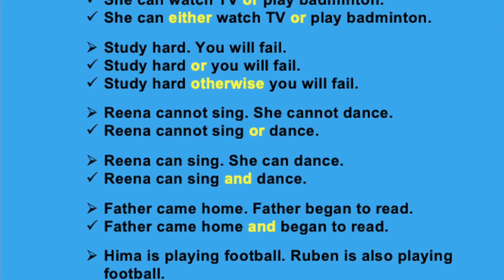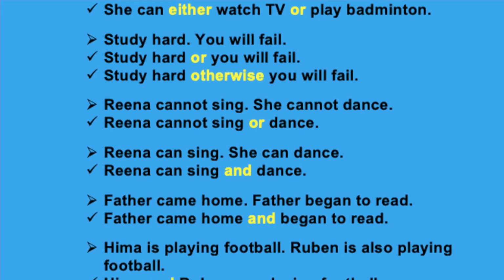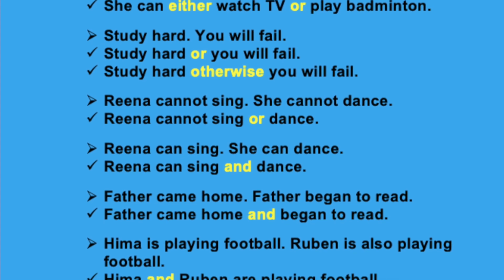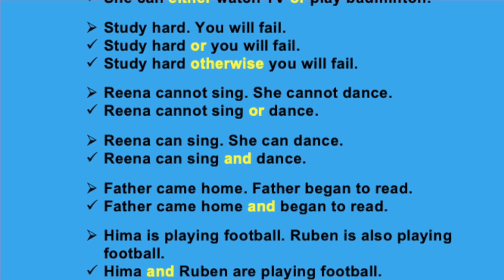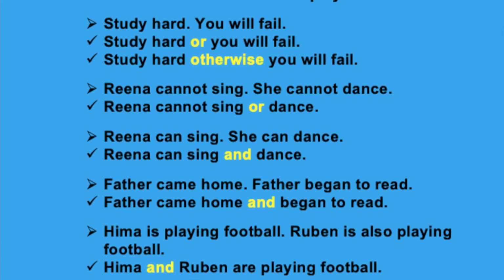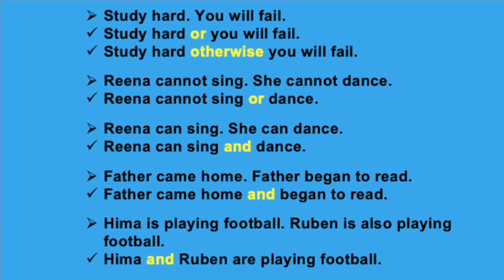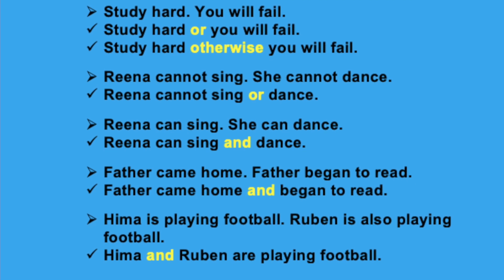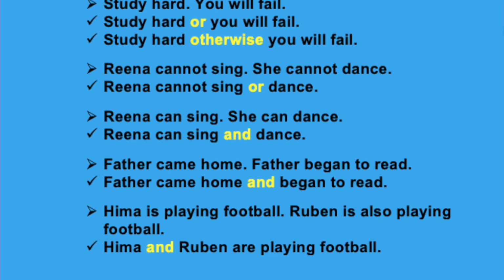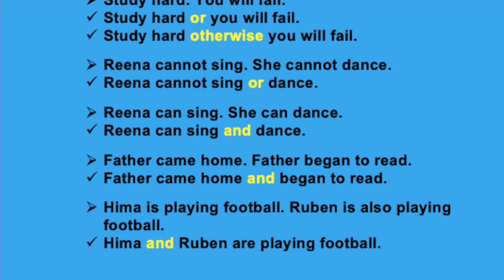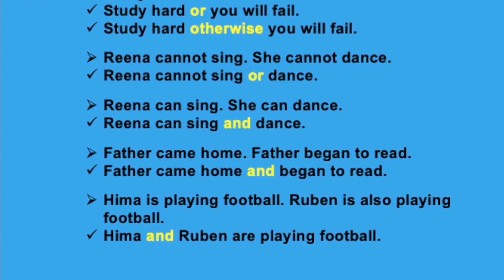Okay, see the next one. Reena cannot sing. She cannot dance. It's a little bit tricky. It's a negative sentence. We can use or to connect these sentences. Reena cannot sing or dance. If it was a positive sentence like Reena can sing, she can dance, then we could have used and. The sentence would be Reena can sing and dance, because and is used to combine two similar ideas.